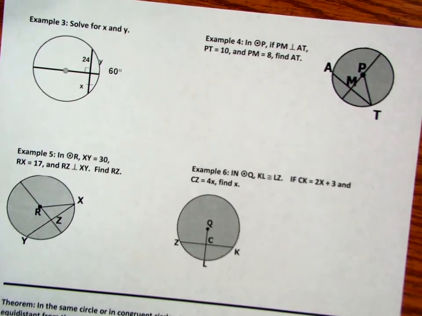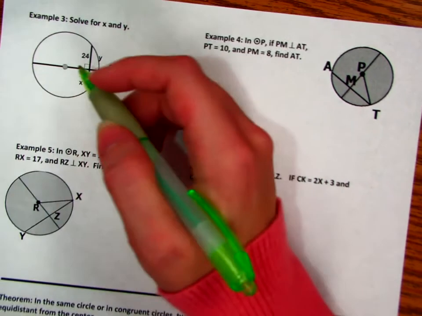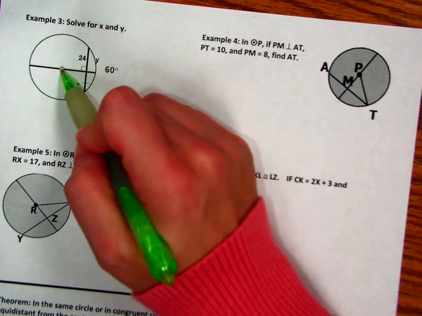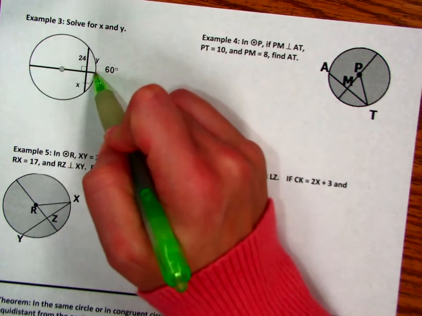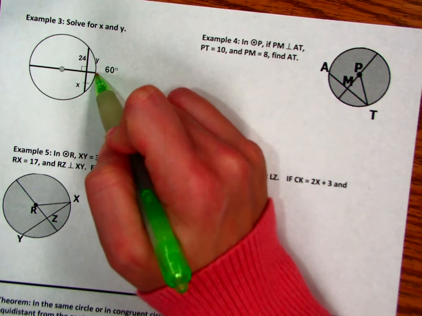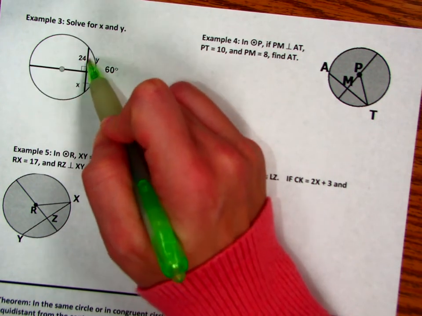Looking at example number 3. All right, it says solve for X and Y. So if we look here, this is going to be a diameter because it goes straight through that center point and goes from both sides of the circle. So that has to be a diameter. And it's a perpendicular bisector.